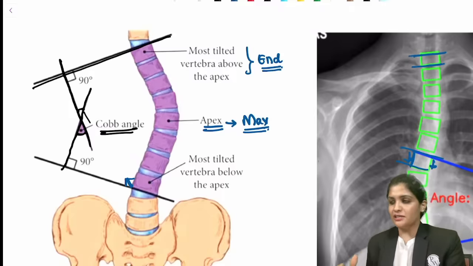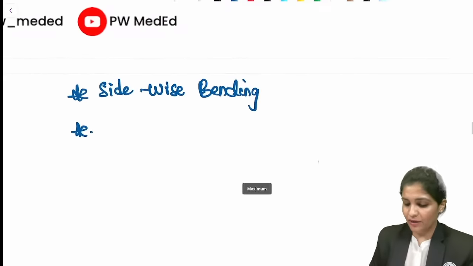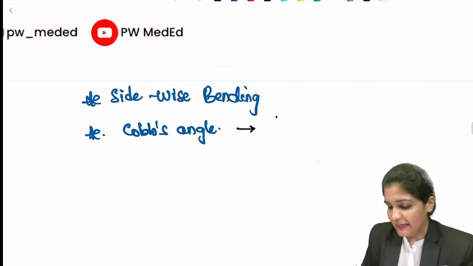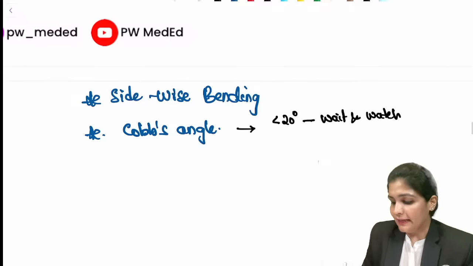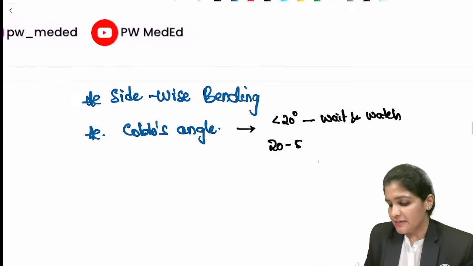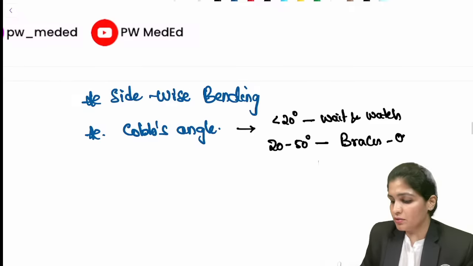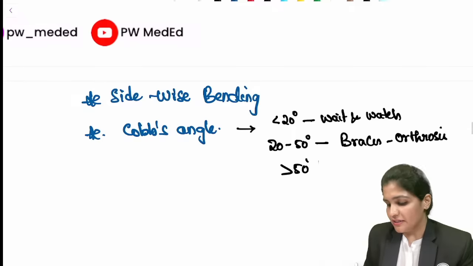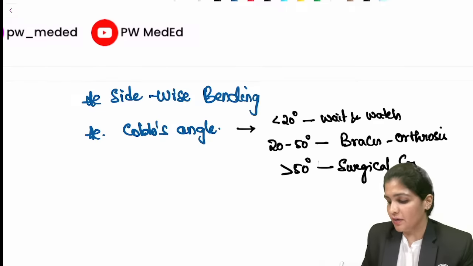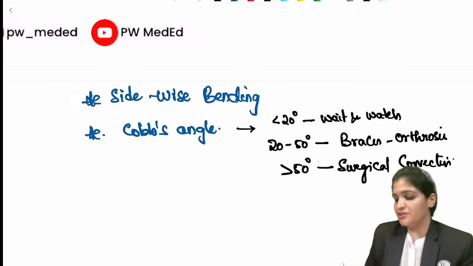So why is the Cobb's angle measured? To quantify scoliosis. How do you quantify based on Cobb's angle? If this angle is less than 20 degrees, you can still wait and watch. If it is 20 to 50 degrees, you go with braces, that is orthosis. And if it is more than 50 degrees, you go with surgical fixation. Surgical correction is required. That is why you have to measure the Cobb's angle.